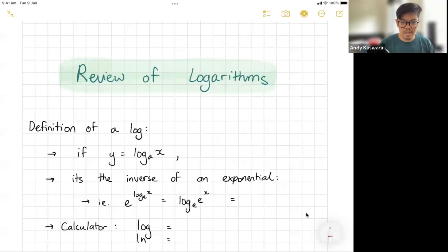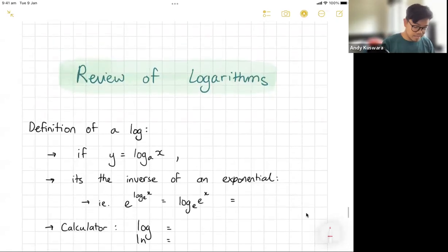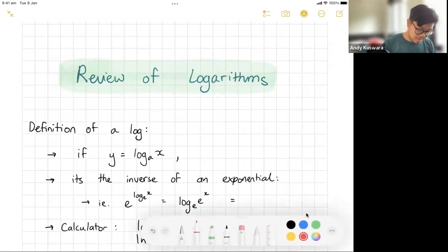Okay. So as we said, today we're going through logarithms, and today is just going to be a little bit of a review. And let's just go over this real quick. Now, the definition of a log.